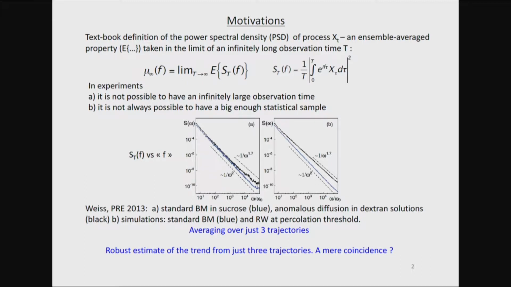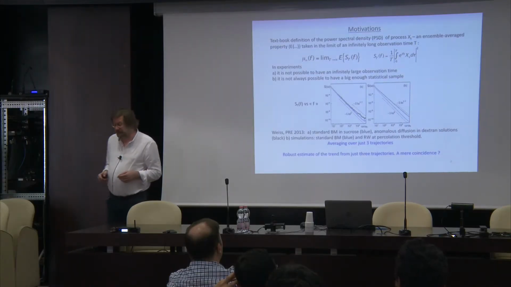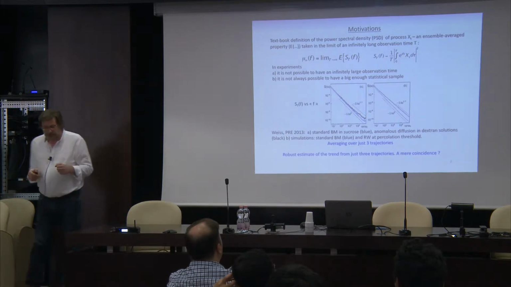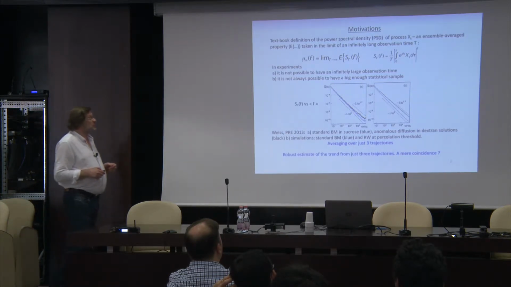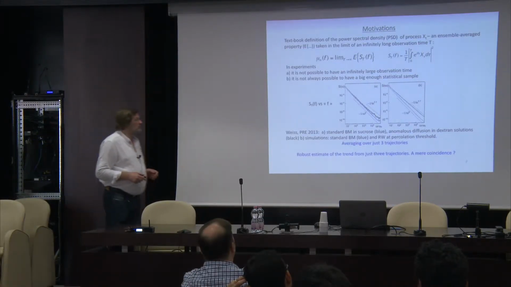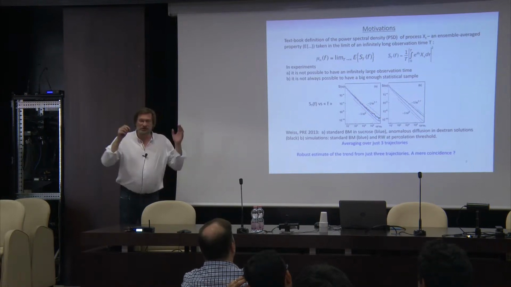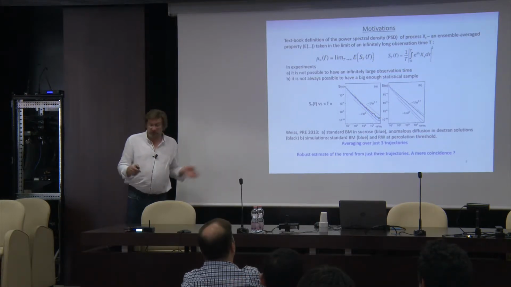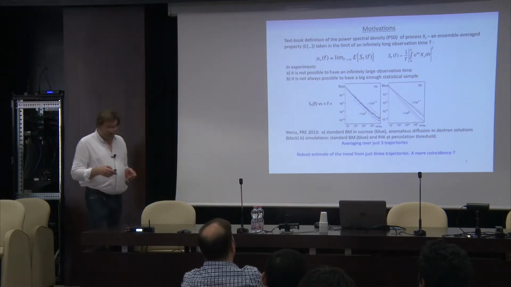Now, if you talk really about experimental application of this property, which is called power spectral density or spectral density in some instances, then there are two evident shortcomings of such a mathematical definition. First, it is not possible, of course, to go to an infinite observation time. We don't live so long. And second, it is not possible to make a big enough statistical sum. If you do experiments in vivo and you observe something moving in a cell, you cannot do it for infinity, and you cannot make plenty of realizations of the process.